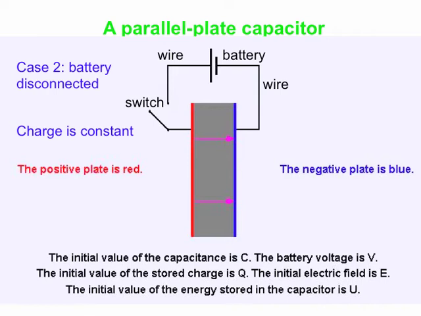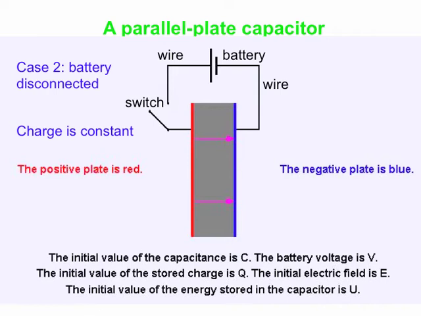So case 2, this is what happened. We had the capacitor hooked up to the battery. The battery pumped electrons from the left plate through to the right plate, and it did that by taking the electrons off the plate on the left, sending them through the wire, through the battery, through the other wire to the negative plate. That's why that plate ended up negative. Okay, so now we've done that.